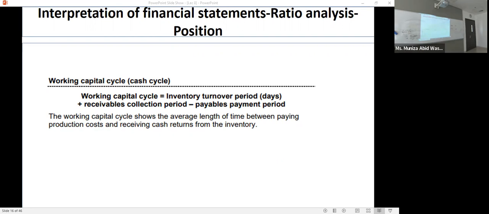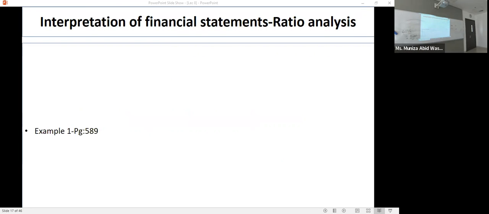Let's move to the next slide now. Students, we are going to do one example that is on page number 589. Let's start with this. I will be opening the book. I will be telling you, just give me a while.